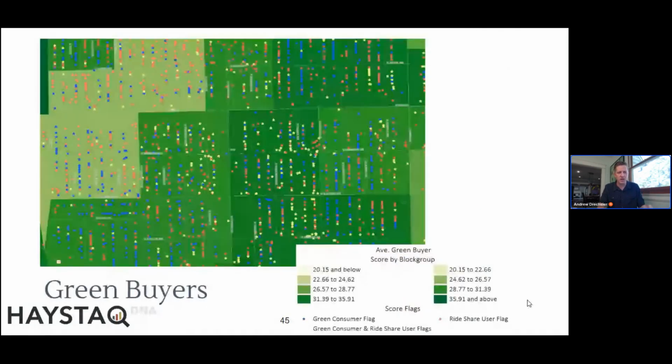Zooming in on one of those sections, what we overlaid it with here: the blue is just those who were very high on the green consumer score. We also have a rideshare user score, so the red is just those who are high on the rideshare user score. This particular client wanted a combination of both, green consumers plus rideshare. So you see the yellow dots are really honing in on individuals. We have this down not only to the household level, but to individuals in the household. This just shows how granular we can get.